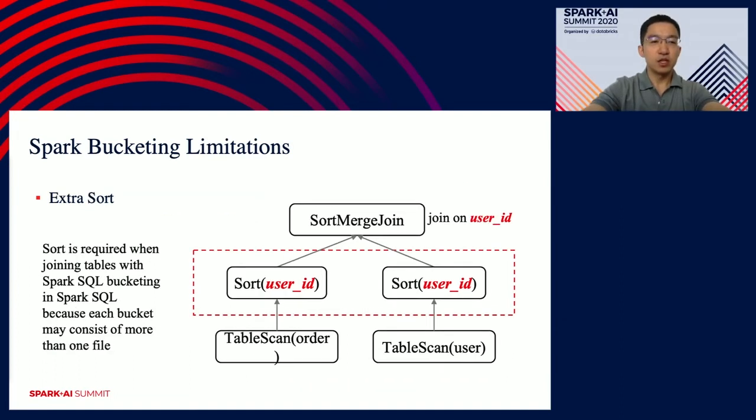Besides, in Spark SQL, an extra sort is needed. Since the bucket in Spark SQL will consist of more than one file, Spark has to sort the files within a single bucket to ensure that the whole bucket is sorted on the join key, so that sort merge join can be used.